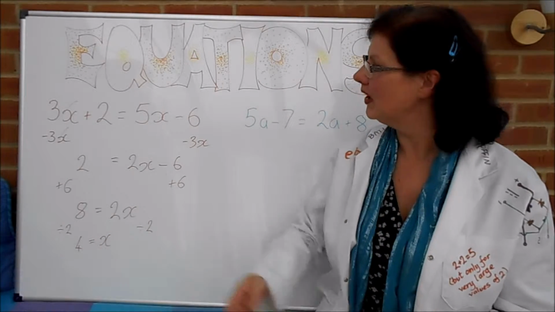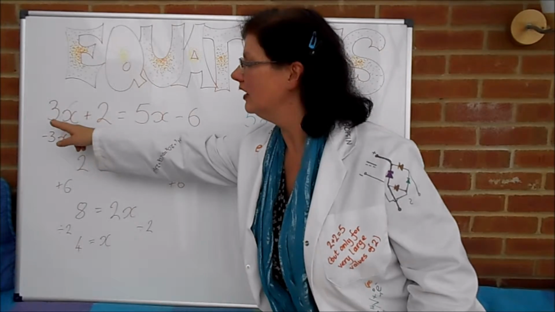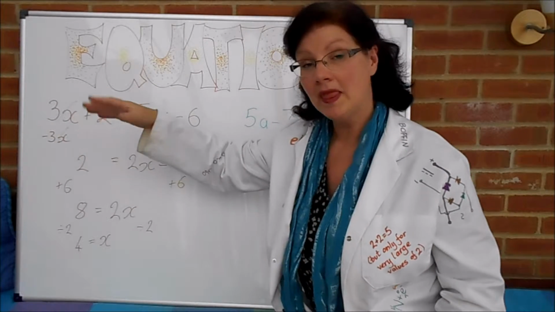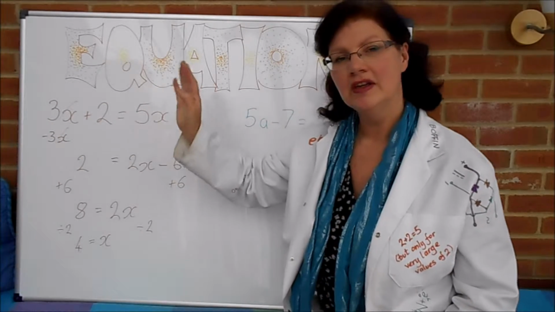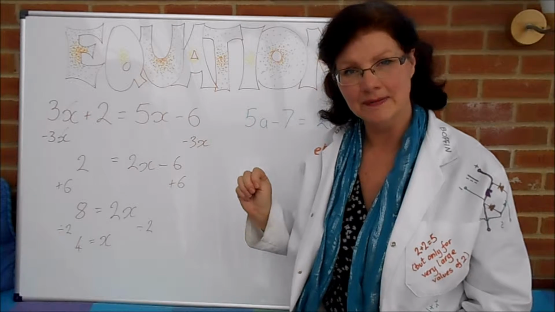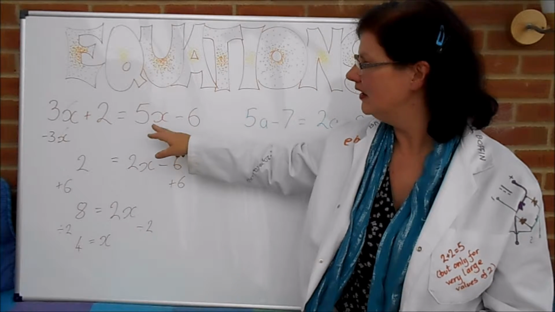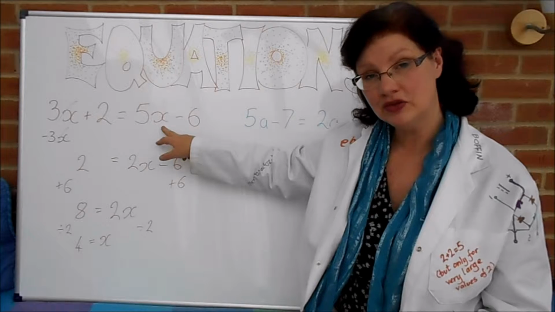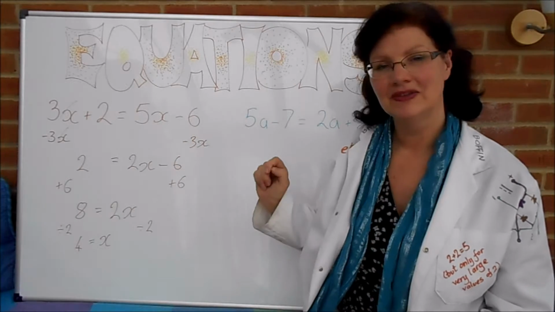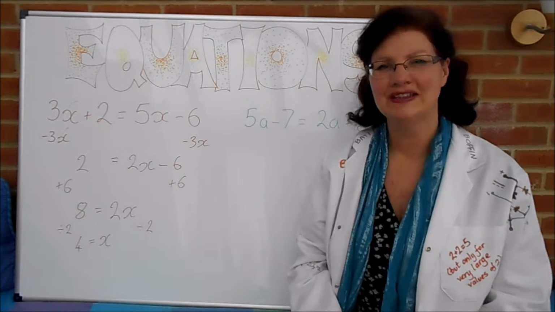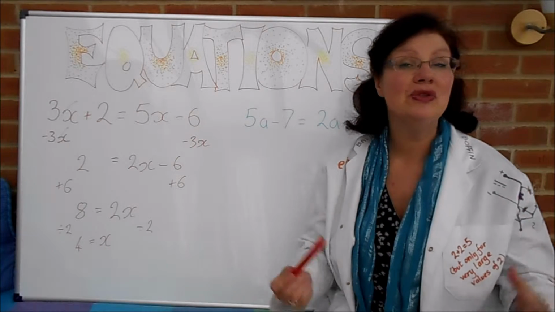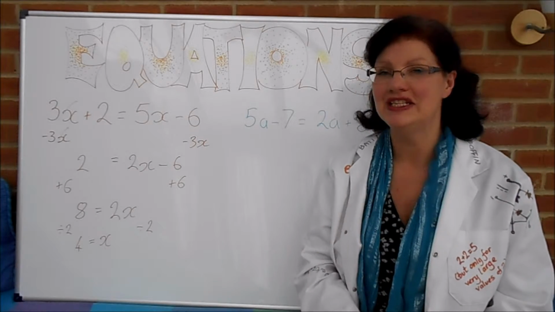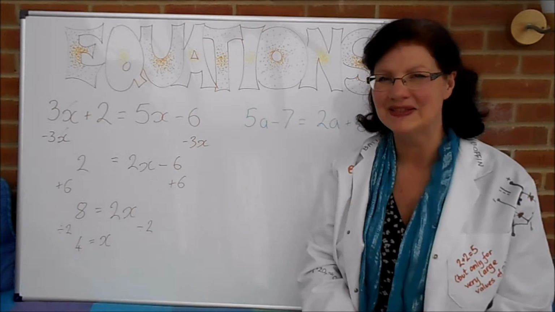And we can check that that's right. If we put 4 into our original equation, 3 lots of 4, that's 12, plus 2, the left hand side comes to 14. If we put the same value in here, 5 lots of 4 is 20, take away 6 is 14. Yep, it works. And these questions are really nice because you can check that you've got them right. You guarantee to have the correct answer if it balances.